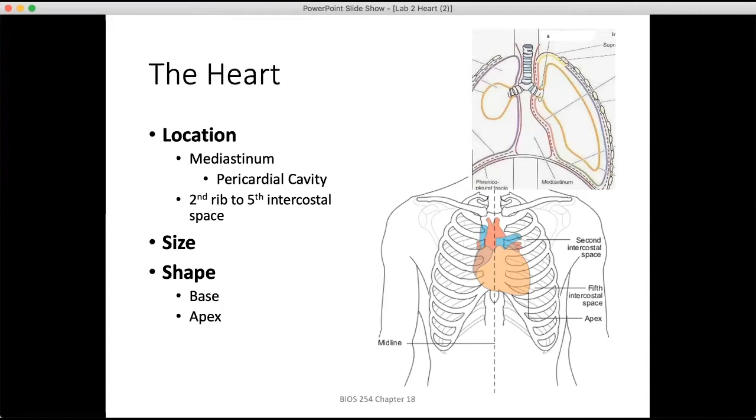At the tip of the apex, you can hear the apical pulse. To listen to this, you can place the stethoscope below the left nipple.